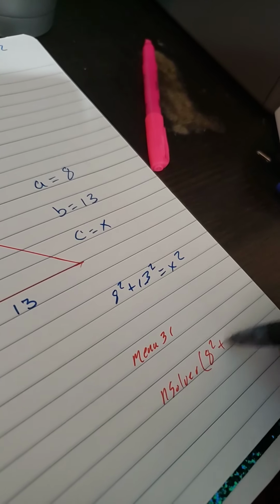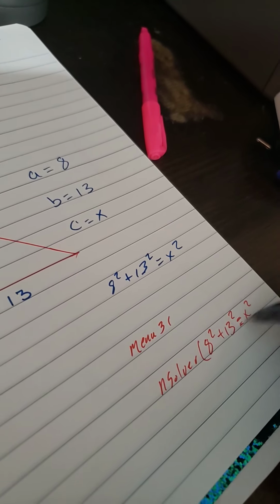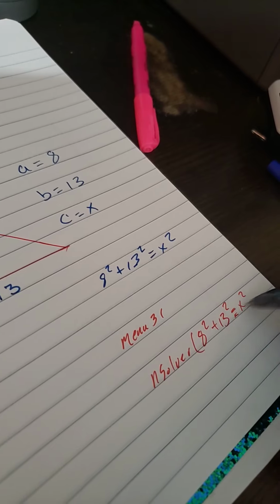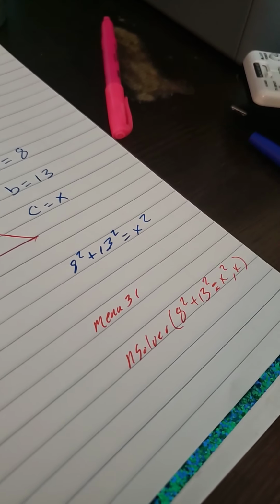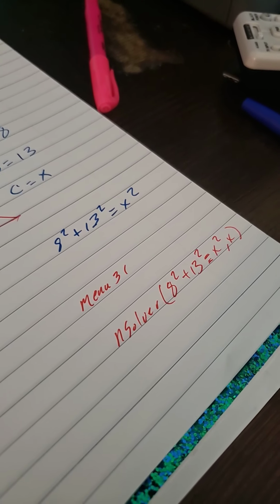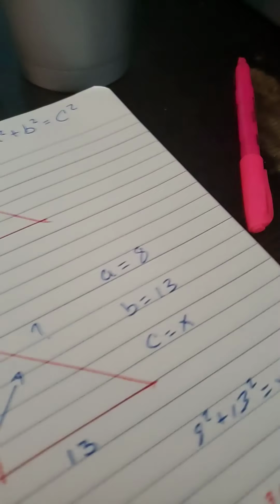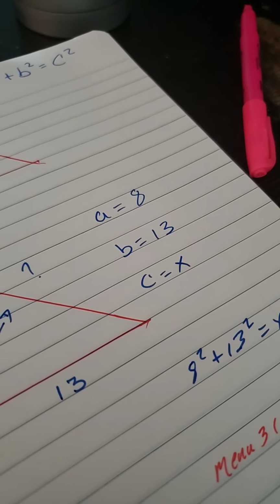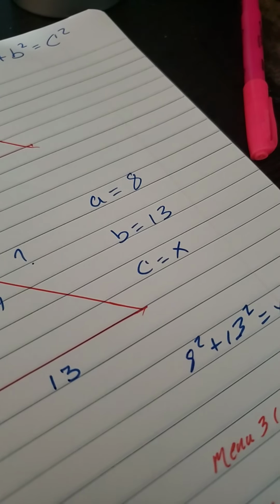You're going to plug it in: 8 squared plus 13 squared equals x squared. And since we're solving for x, don't forget the comma. Comma x. And then there you go, guys. All you got to do is put that in the calculator, and out pops an answer, okay? Now the other way would be Google, right? I'll show you how to do that one. So go ahead and look at that video, and it'll show you how to do that part.